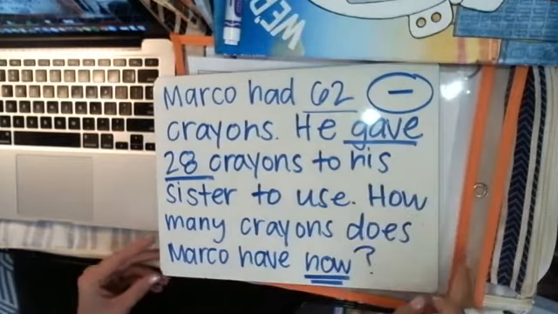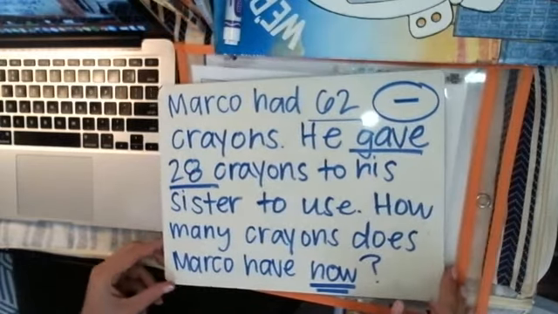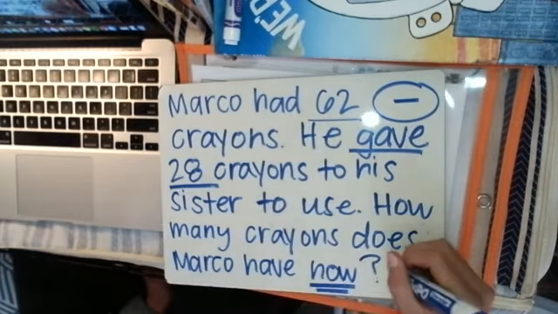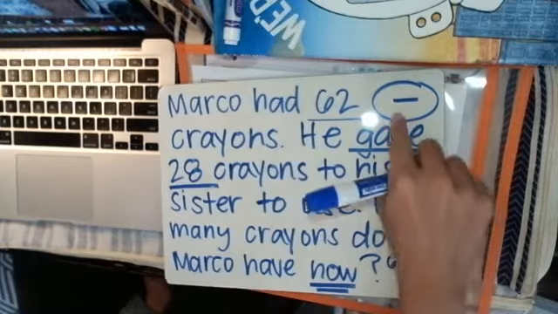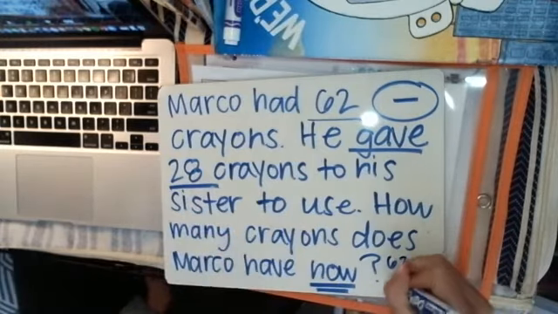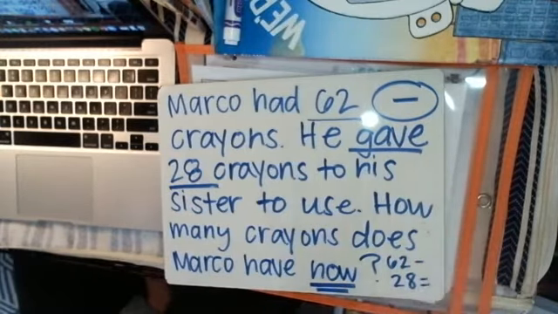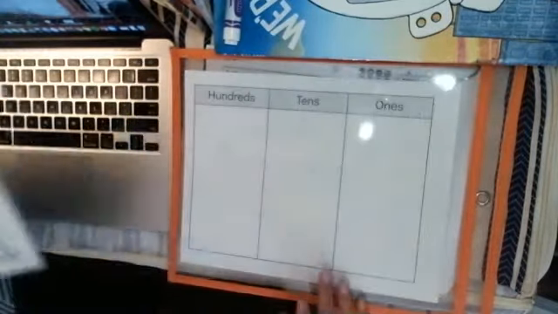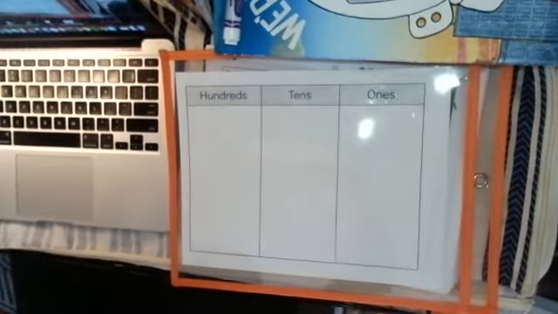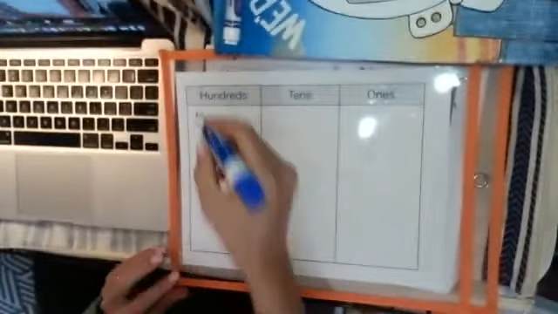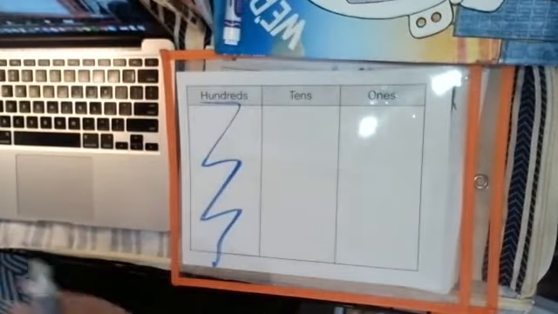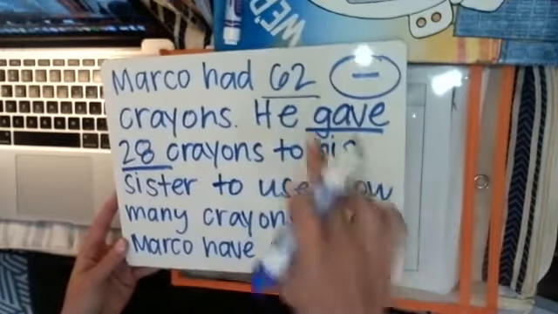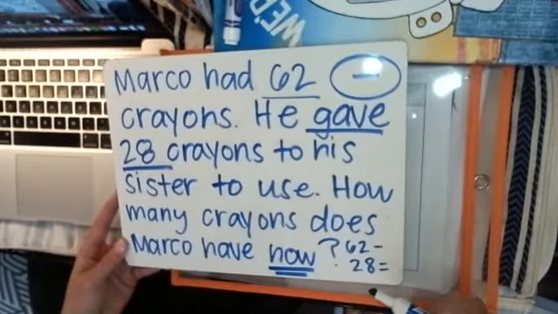So now that we know what to do, let's go ahead and try and write our equation. So we know that we have 62 giving away 28, minus 28 equals blank. So let's go ahead and solve this problem using a 100, tens, and ones chart. This is a problem that is 2 digits, so we could go ahead and cross out our hundreds column. Looking back at our problem, we know that the problem is 62 minus 28.